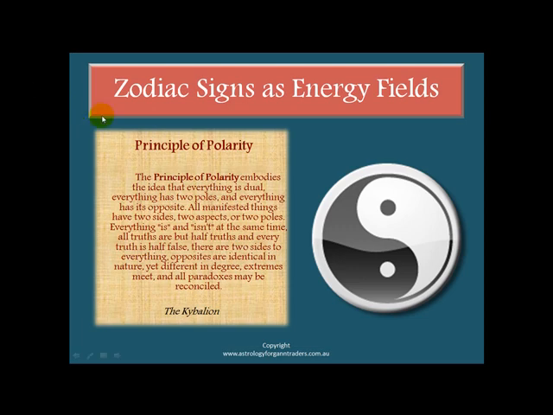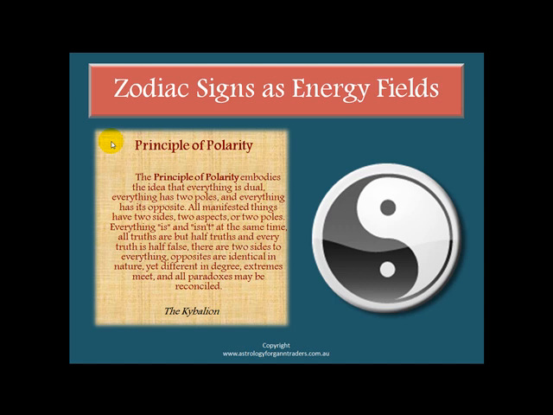Now, zodiac signs as energy fields, the principle of polarity. The principle of polarity embodies the idea that everything is dual, everything has two poles, and everything has its opposite. All manifested things have two sides, two aspects, or two poles. Everything is and isn't. At the same time, all truths are but half-truths, and every truth is half false. There are two sides to everything.